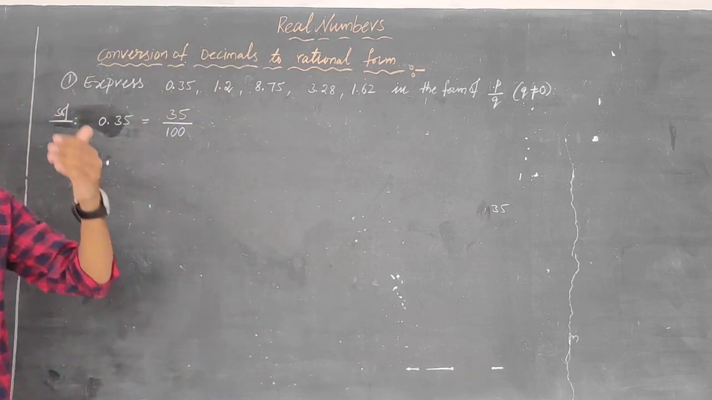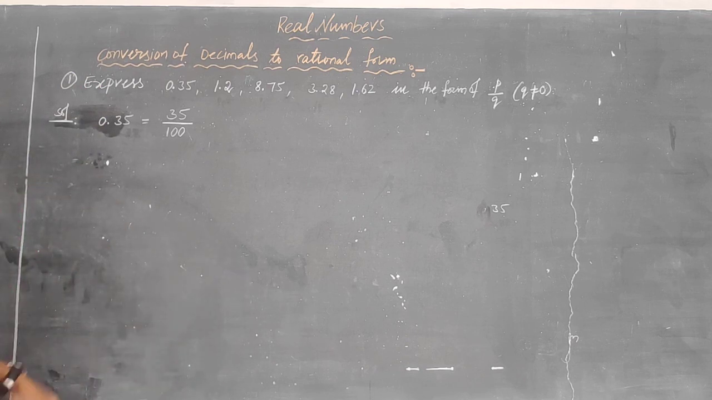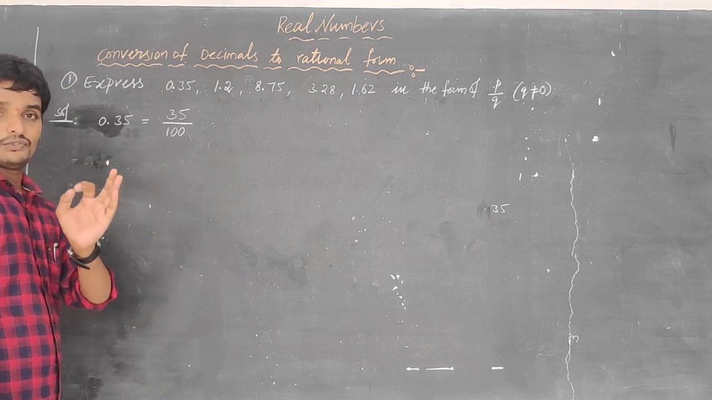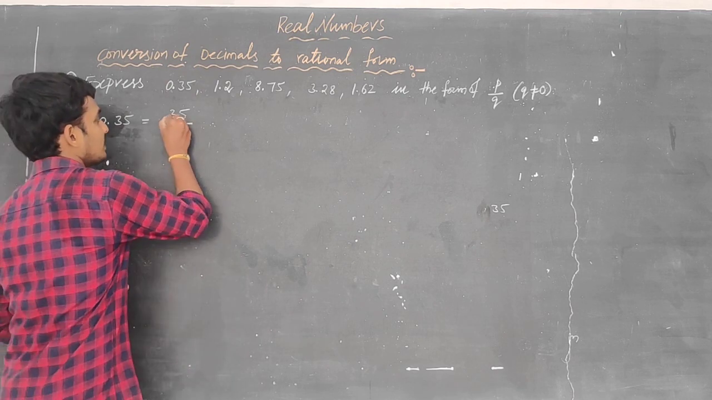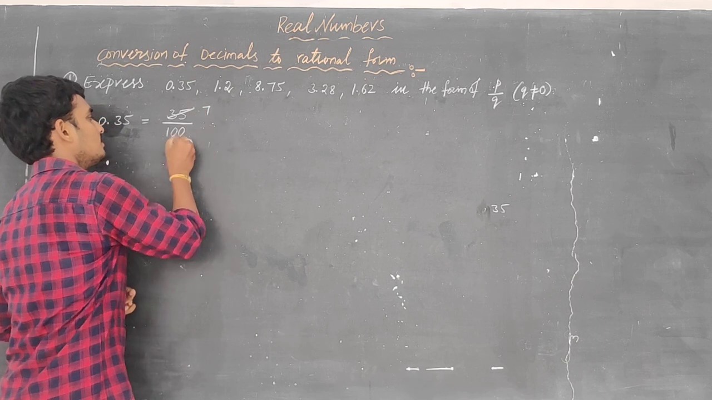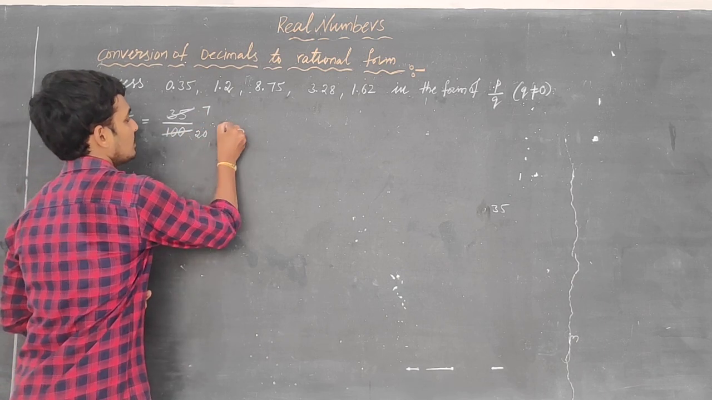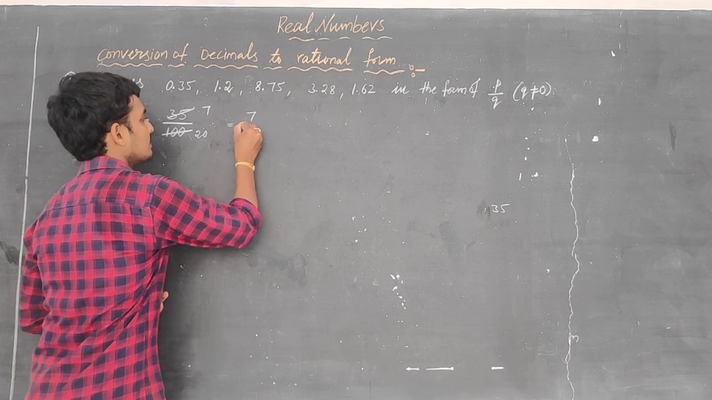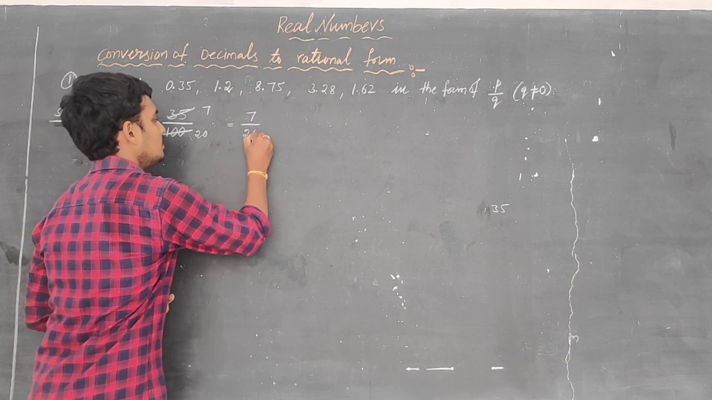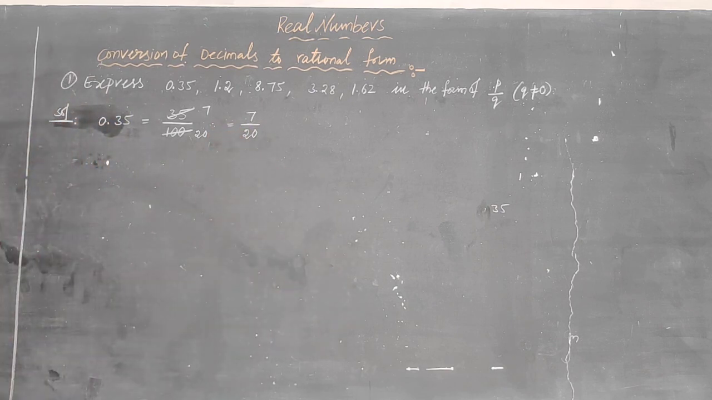But if you have common factors of the numerator and denominator, we must cancel them. So it will be cancelled by the 5 table. 5 table cancels 35, 7 times. 5 table cancels 100, 20 times. So I am getting the number 7 by 20. Here 7 and 20 have no common factors. Those are co-prime numbers. 7 by 20 is the answer of the first sum.